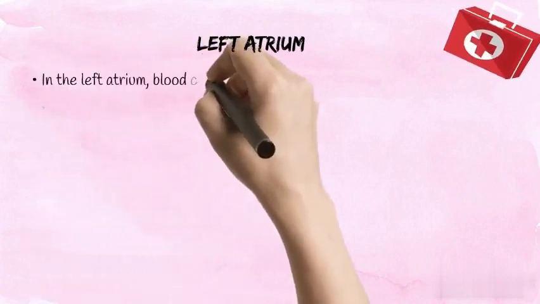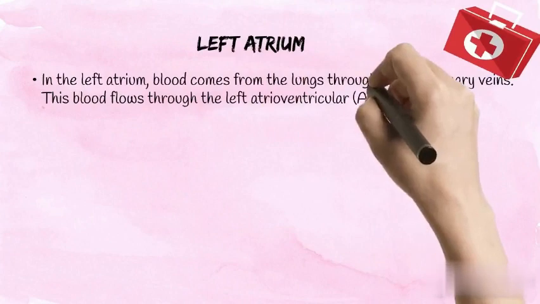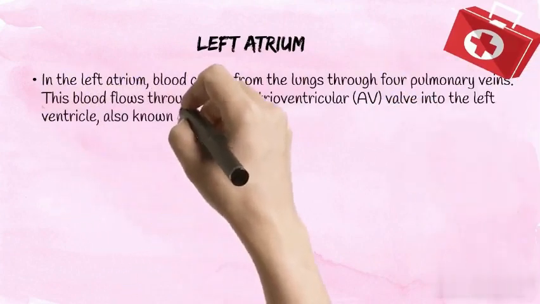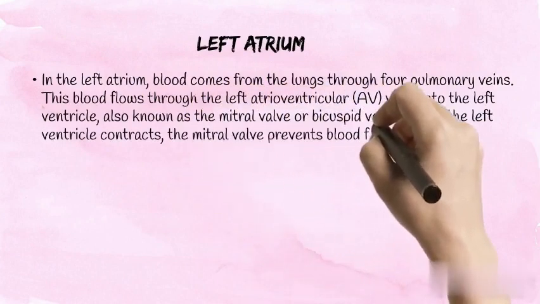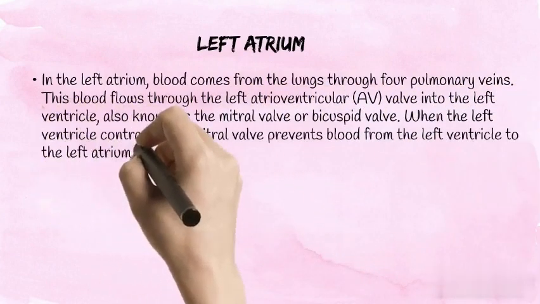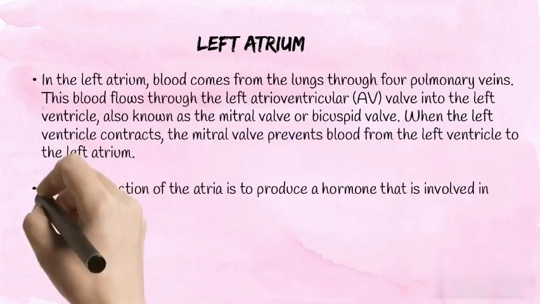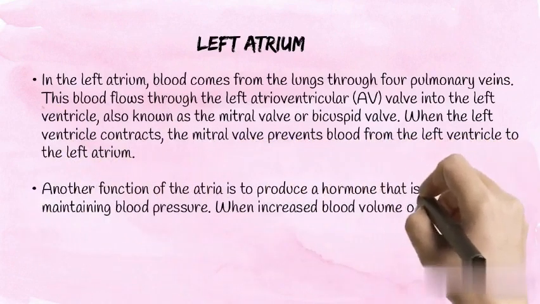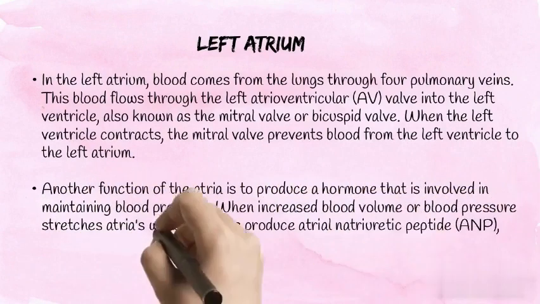Left atrium. In the left atrium, blood comes from the lungs through four pulmonary veins which are present on both sides of the heart. That is left pulmonary veins and right pulmonary veins. This blood flows through the left atrioventricular valve into the left ventricle, which is also known as the bicuspid valve or mitral valve.